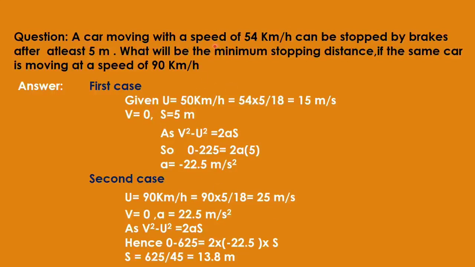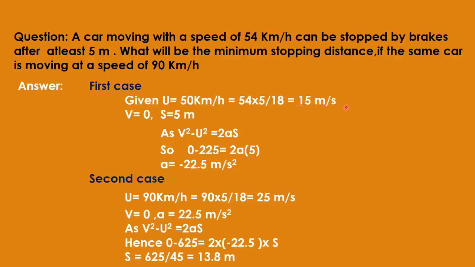A car is moving with a speed of 54 km per hour, and can be stopped by brakes at least after 5 meter. It means stopping distance is given as 5 meter. What will be the minimum stopping distance if the same car is moving with the speed 90 km per hour? Of course, they are giving you in kilometer per hour, so you will convert it into meter per second simply by multiplying with 5 upon 18, because 1 kilometer per hour is equal to 5 by 18 meter per second, or otherwise you can do 54 multiplied by 1000 divided by 60 into 60. You convert into meter per second.